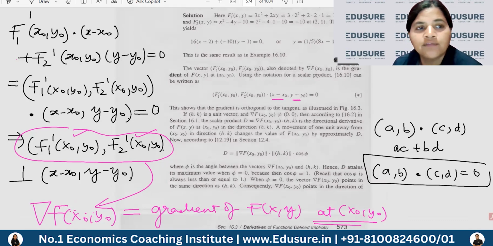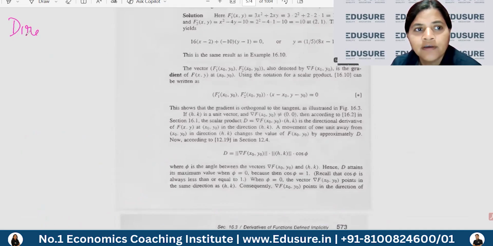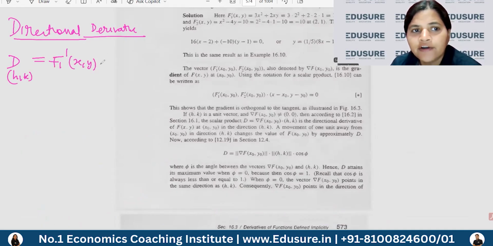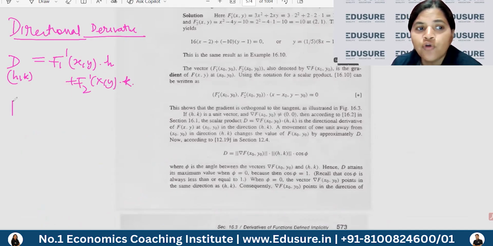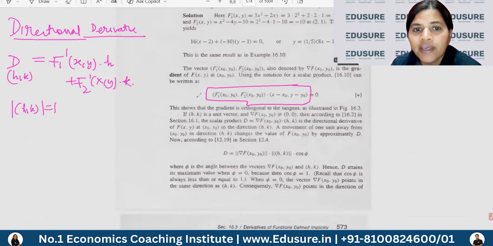Now let us again consider one thing. If you remember your directional derivative at a point, with direction (h, k), it was f1 dash (x, y) times h plus f2 dash (x, y) times k, where the norm of (h, k) was 1. That means (h, k) was a unit vector. This was the directional derivative. So this particular combination is also a directional derivative if this particular vector has a magnitude of 1.